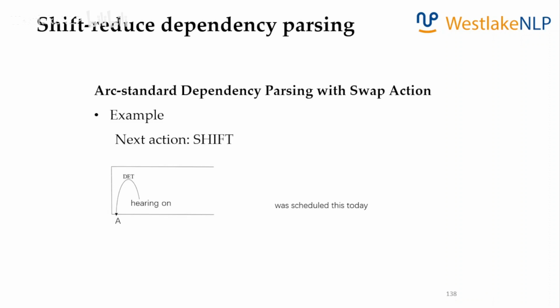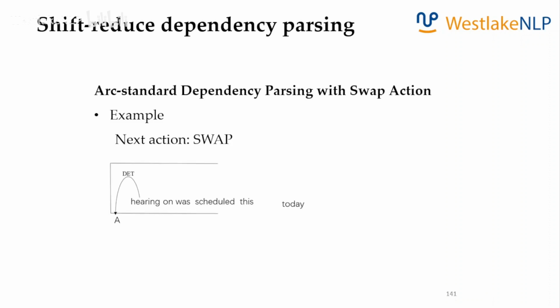And next, we apply shift, shift, and shift again. We shift was, scheduled, this onto the stack. And now we want to swap the word this with was scheduled. What do we do? We apply two swap actions. We first swap scheduled and this by putting scheduled back onto the buffer. And then we apply swap again to swap was back onto the buffer. And now the sentence finally reads something like, a hearing on this was scheduled today.